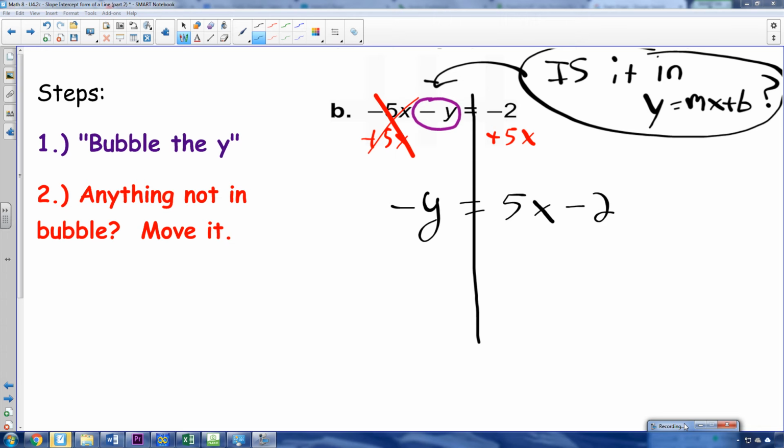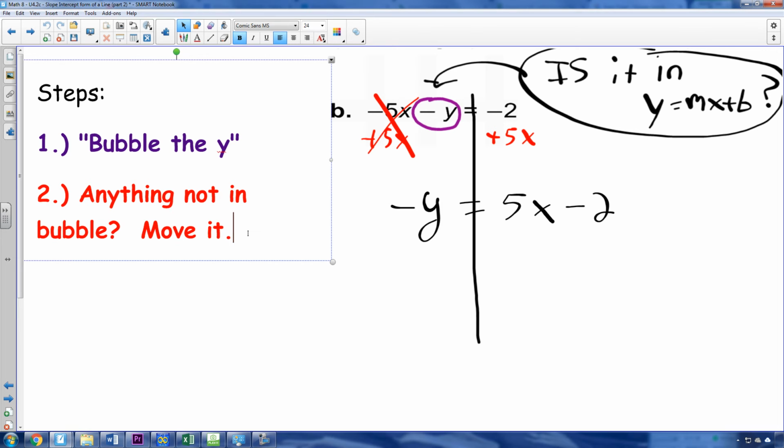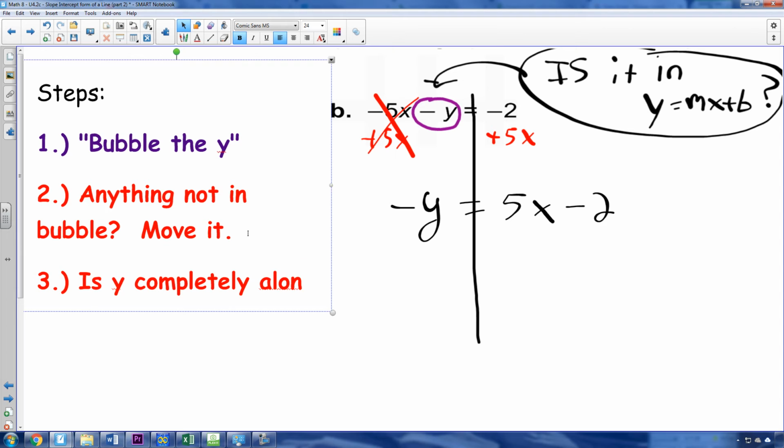And now I'm going to think about my third step. Third step: is the y completely alone? And usually you're going to divide if not. So I'm going to ask myself, is y completely alone? If not, divide. Usually divide, and I don't want to say all the time. What I'm saying is, if not, get it alone, right?